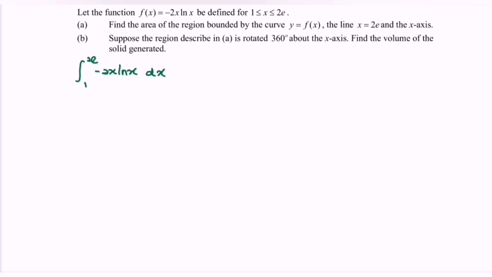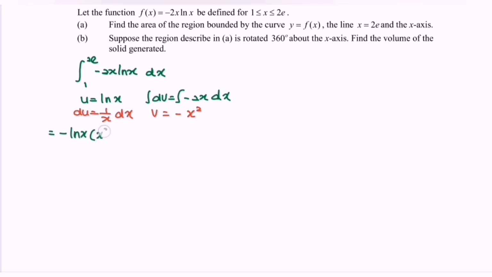Let's focus on the situation. Let u equal ln x, and dv equal negative 2x dx. So kindly integrate and differentiate. So du equals 1 over x dx, v equals negative x squared. Kindly substitute the formula. So here we have uv, negative ln x bracket x squared, minus, becomes plus, integrate, we have x dx. After we simplify, next is to integrate. So negative x squared ln x plus x squared over 2 with the domain 2e and 1.